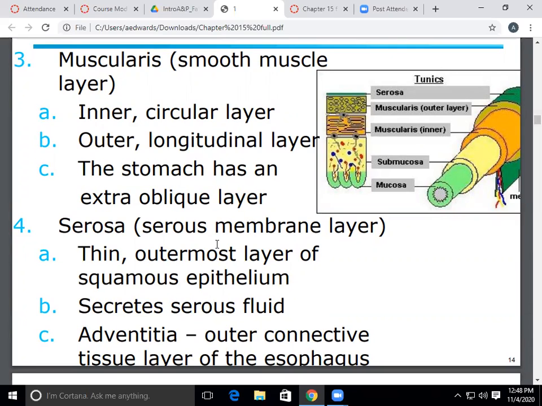All right, so now you've got the serosa, or serous membrane layer, and it's a thin layer. It's your outermost layer, most superficial, and it's made up of squamous epithelium. And because it's serosa, it's serous fluid. All right, it's a serous membrane. Now, in the esophagus, we call the outer connective tissue layer adventitia.